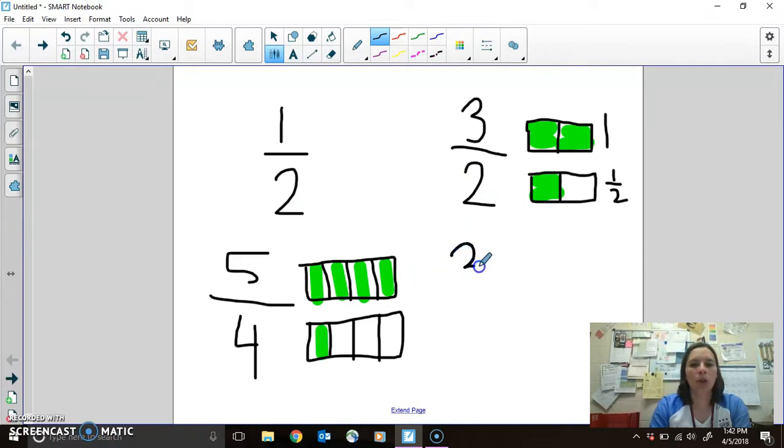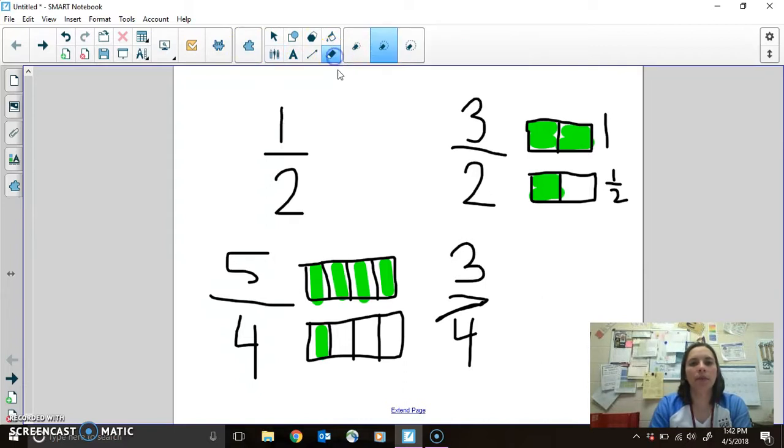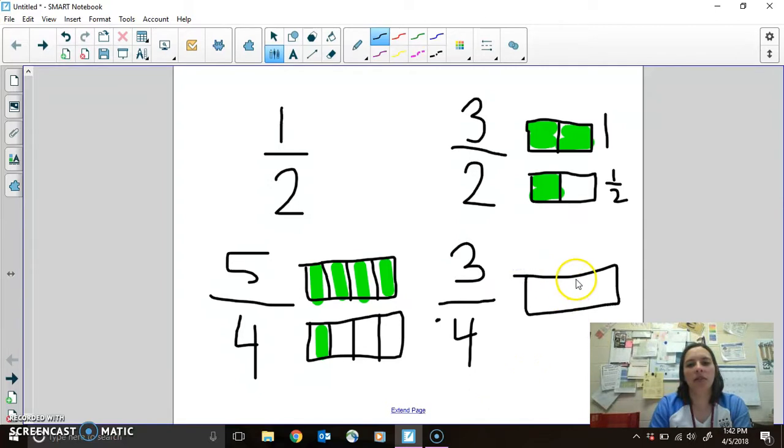Ready? 3/4. You think that's greater than a whole? Stand up. Less than a whole, head on the table. Hey, those of you who have your head on the table, give yourself a point.